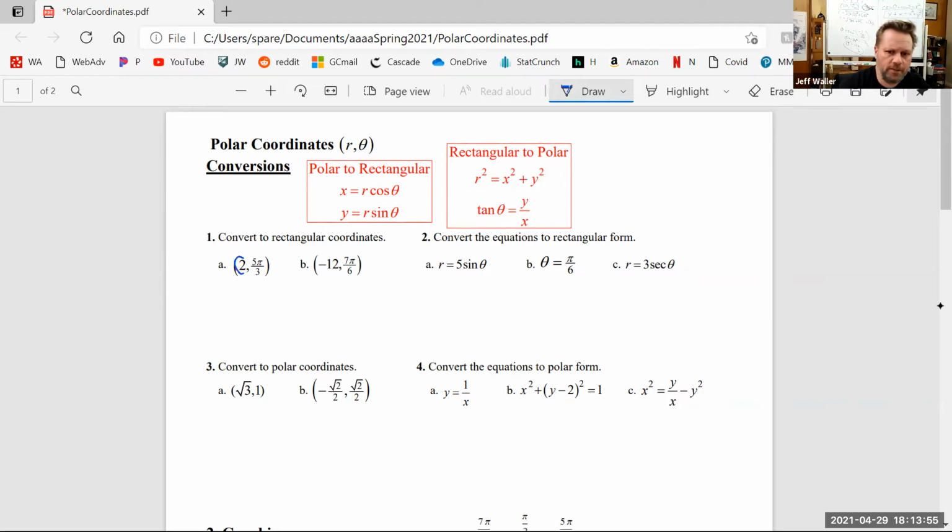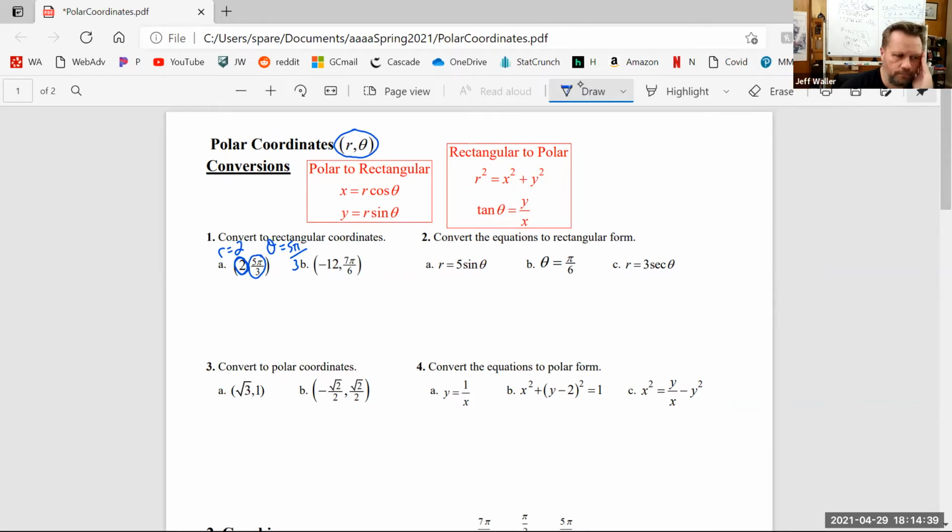So what does this tell me? Yeah, r is 2. Now somebody else tell me, what does this tell me? The angle. Theta is 5 pi over 3. Okay. So I want to convert from polar to rectangular, so I want to convert to x and y. What I really want is just to be able to write. That would be amazing.